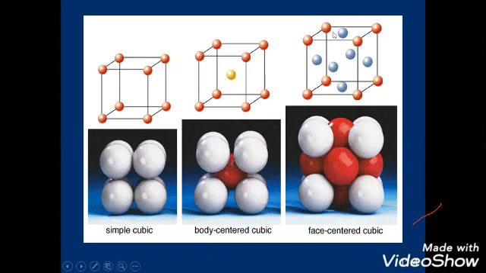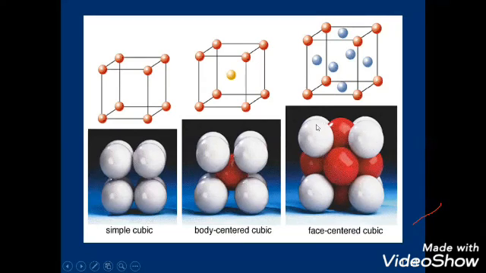So you have 6 faces in a cubic unit cell, 1, 2, 3, 4, 5, 6, and there are 6 units at the center of the 6 faces. So these are the ball models. This is the BCC unit cell. These are the units at the corner, and this unit is at the center. And this is the FCC unit cell.